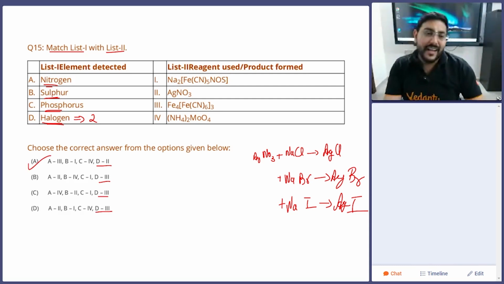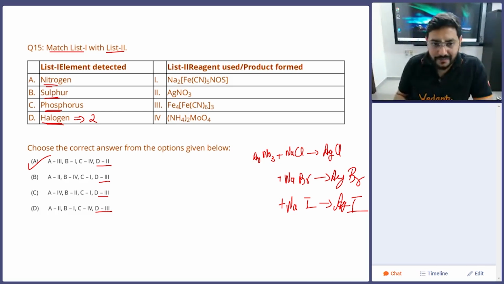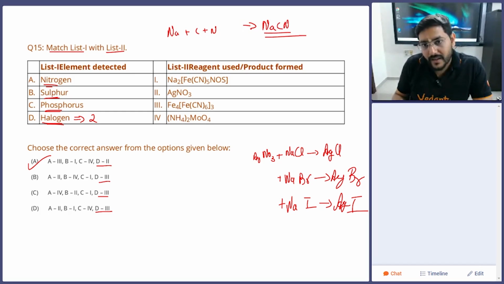First of all, tell me. Now see here, beta, when we are talking about nitrogen. Okay. So sodium plus carbon and nitrogen. What are we going to get? We are going to get sodium cyanide. Yes. Now this sodium cyanide is going to react with FeSO4. And what are we going to get, beta, when sodium cyanide reacts with FeSO4? We are going to get Na4[Fe(CN)6]. Okay. Now this is going to react with Fe3+ and give you Prussian blue color.